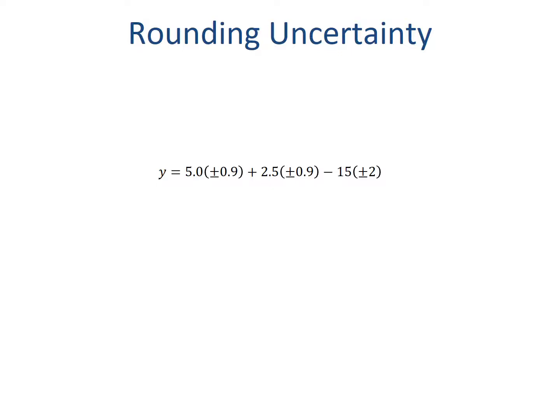We also need to talk about how we need to round uncertainty. So to illustrate this point, I put up a calculation. You have y equals 5.0 plus or minus 0.9, plus 2.5, plus or minus 0.9, minus 15, plus or minus 2. Now, we could probably see right away that 5 plus 2.5 is 7.5. When we minus 15, it's negative 7.5.